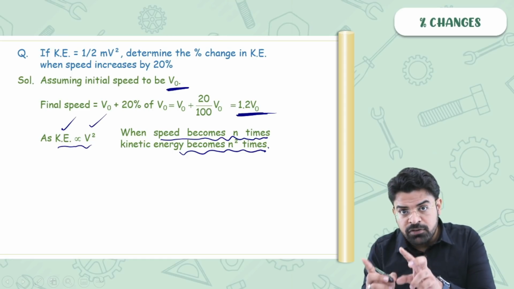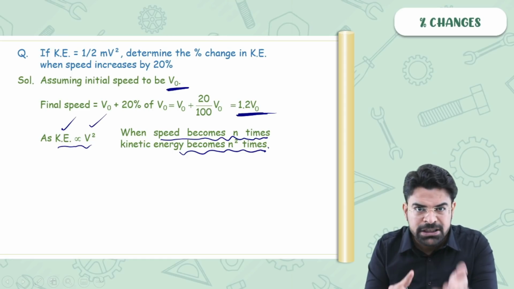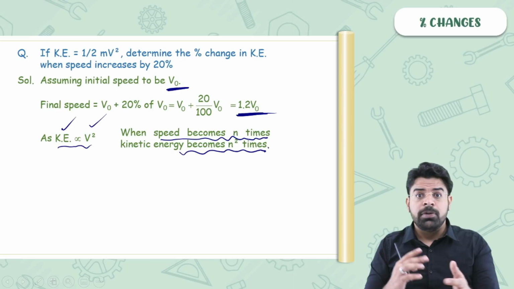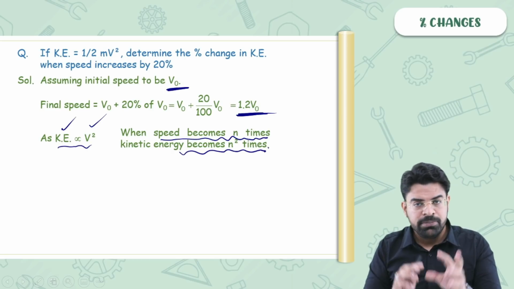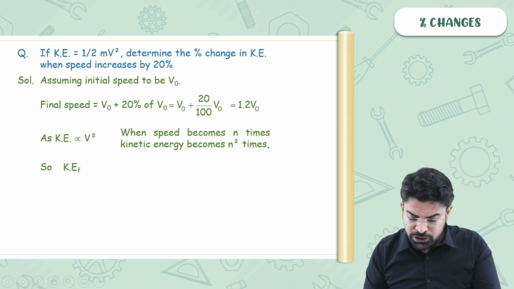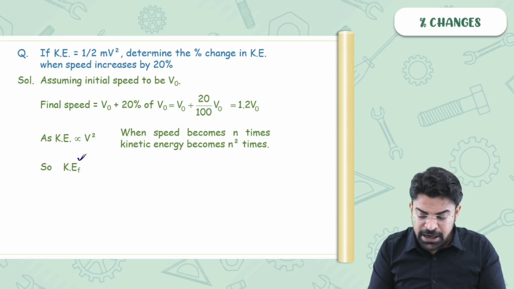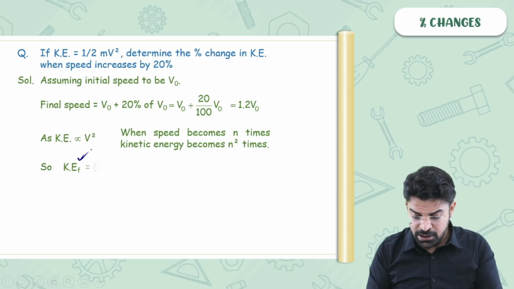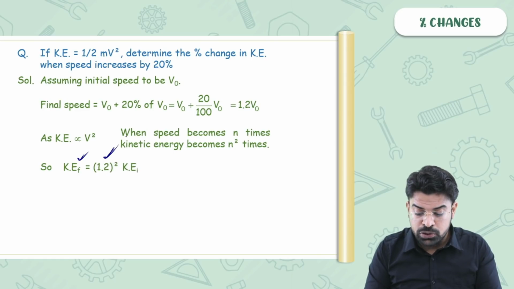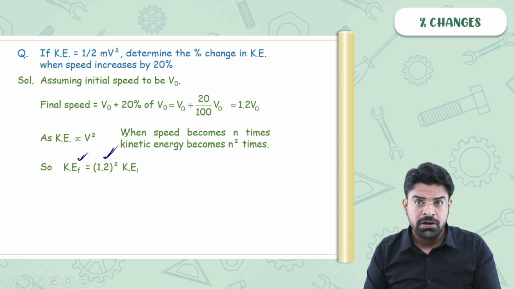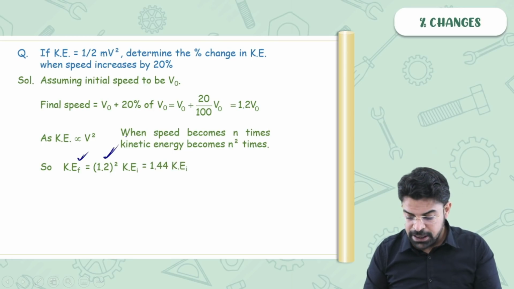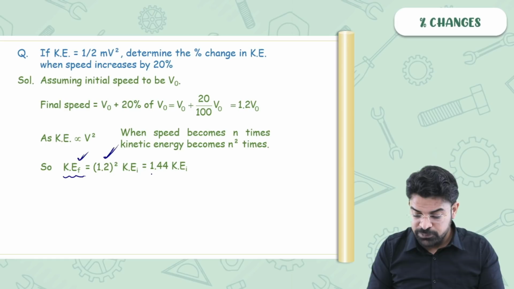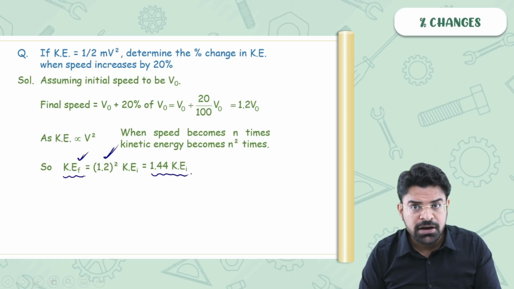Just like we learned for power and current. Power is proportional to I square. When current becomes n times, power dissipated becomes n square times. Here when speed becomes n times, kinetic energy becomes n square times. Hence the final kinetic energy will be equal to 1.2 square times the initial kinetic energy. Hence, the final kinetic energy equals 1.44 times the initial kinetic energy.